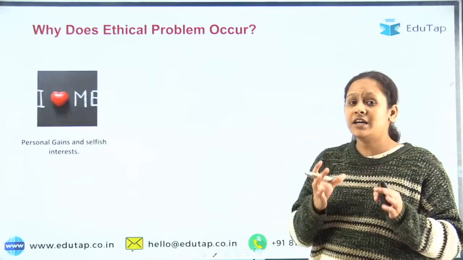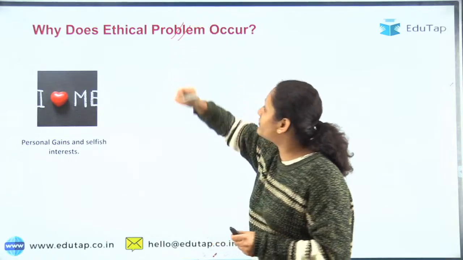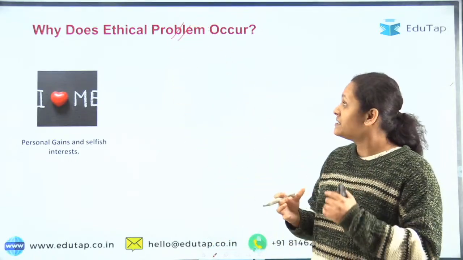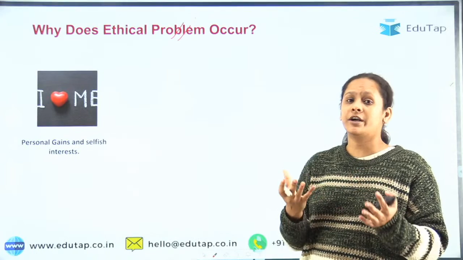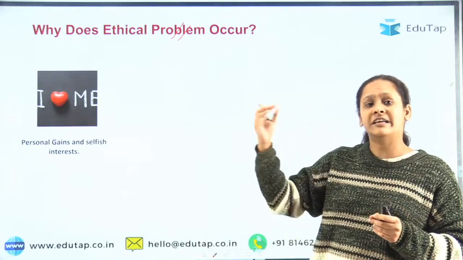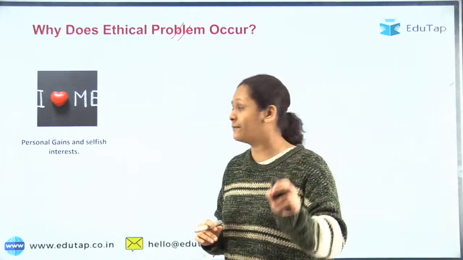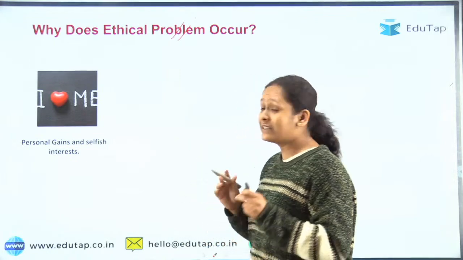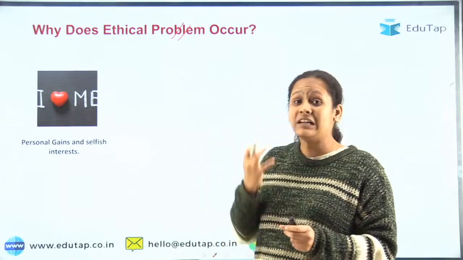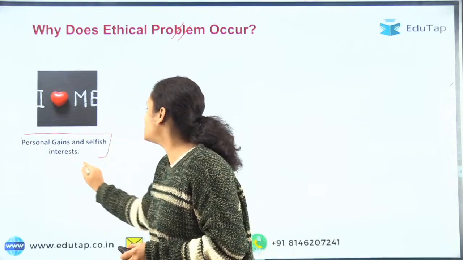Now, the first reason why the problem of ethical conduct arises. See, when I say ethical conduct, what did I say? My actions should not harm others directly or indirectly, and they have to be satisfactory in nature at the same time. So the first reason because of which there is ethical conflict is personal gain and selfish interest.